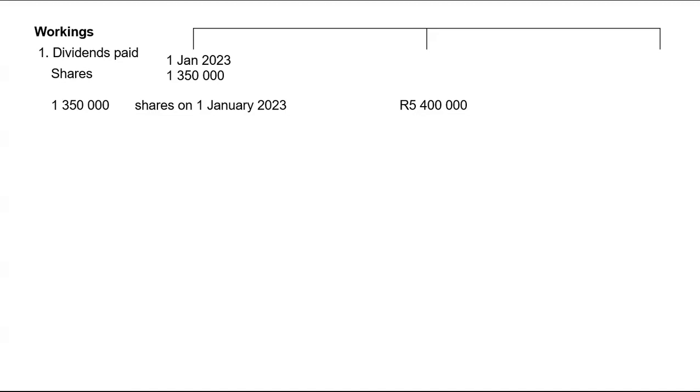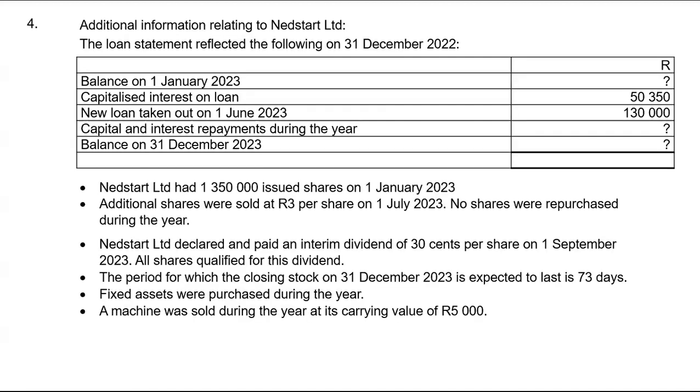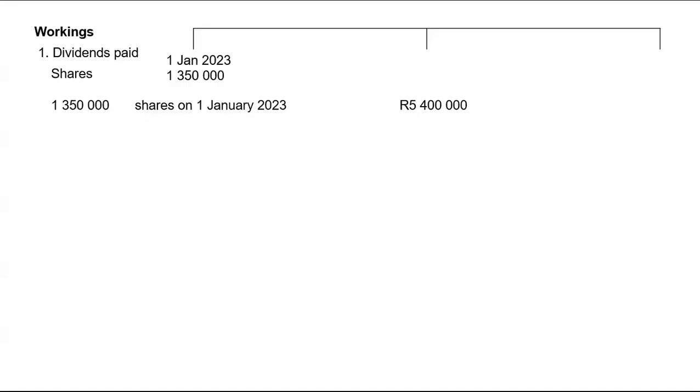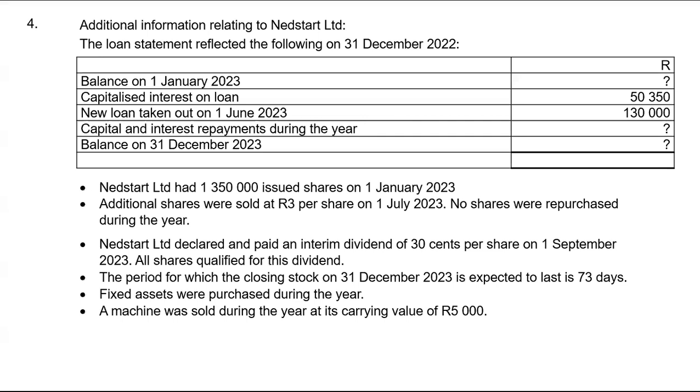Right? Let's read further. They say additional shares were sold at 3 Rand per share on the 1st of July 2023. No shares were repurchased during the year. I don't think that is helping us, but I can put it on there as part of my workings. We don't have the number of shares, we don't have the share capital. Tough luck for us. Meaning that we also can't determine how many shares we had at the end of the year, right? So what are we going to do now?